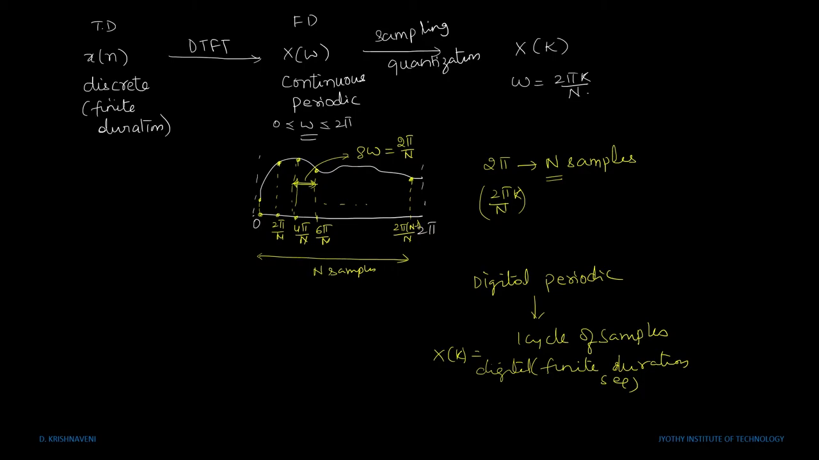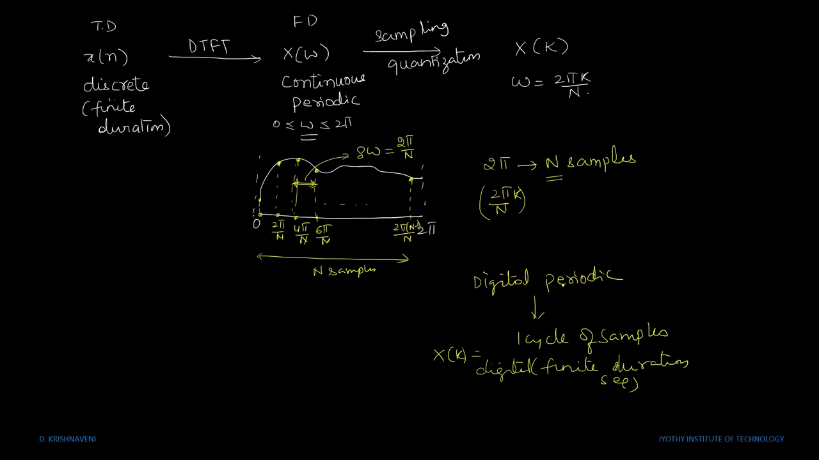I'll repeat once again. The time domain sequence x of n, which is discrete in nature and a finite duration sequence, we apply DTFT to convert from time domain to frequency domain. But for a discrete finite duration sequence, when we apply DTFT, we get a continuous periodic signal. This continuous periodic signal, we are going to perform a sampling operation on so that we get a digital periodic signal.